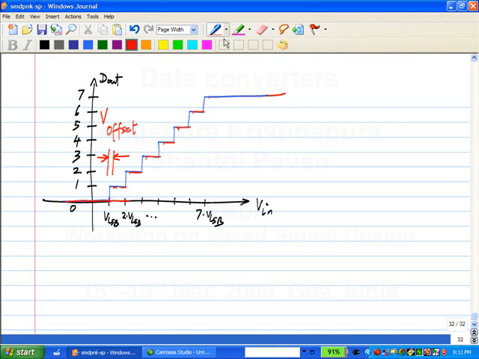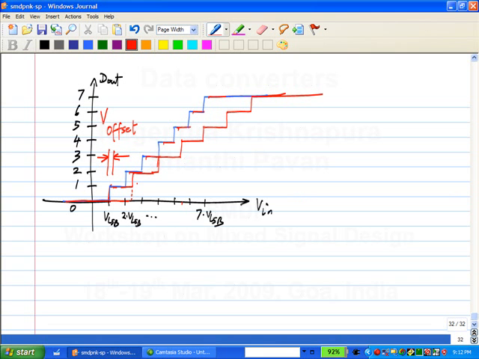So in this case, let's say the first one is coincident with the actual one. Then the second one is, for instance, instead of at 2 LSB, at 2.5 LSB. Then the next one, instead of being at 3, is at 4. And the next one is at this point, and the next one is here, and here, and here.